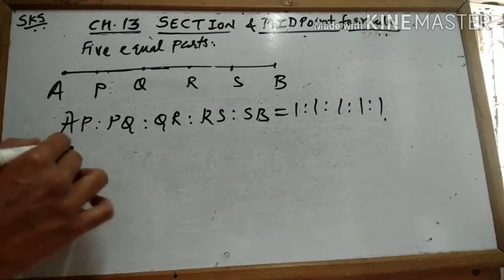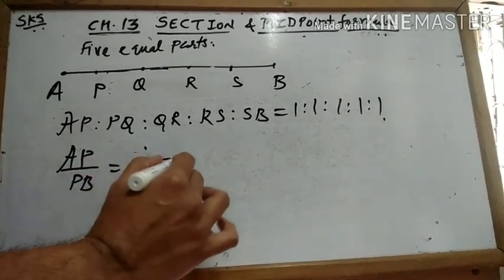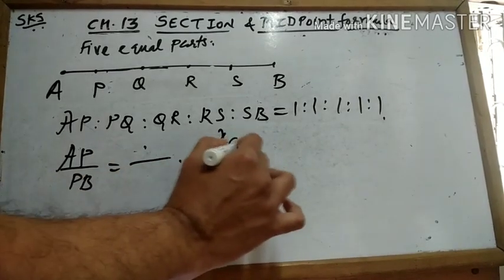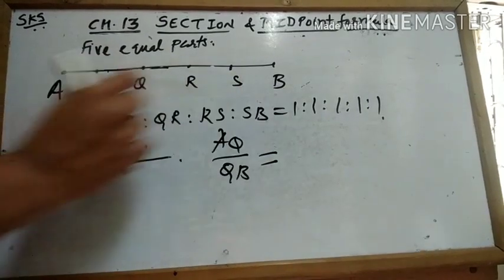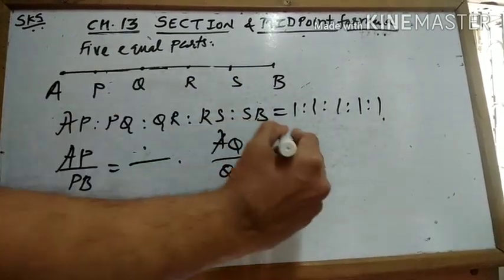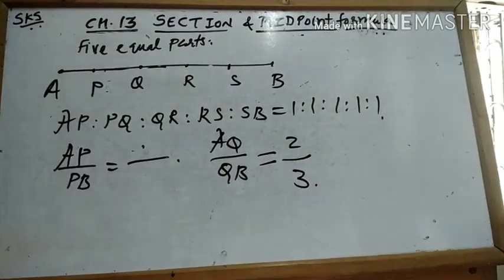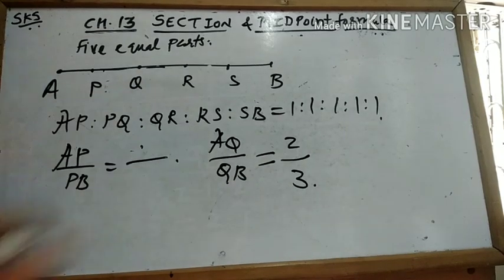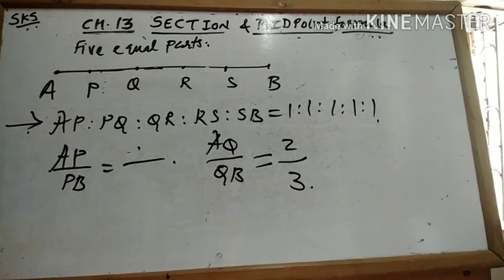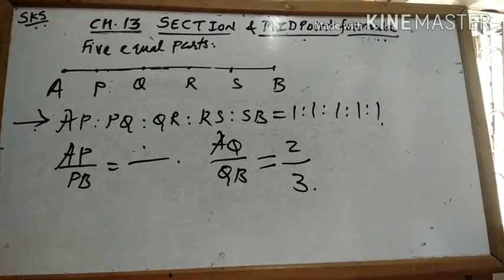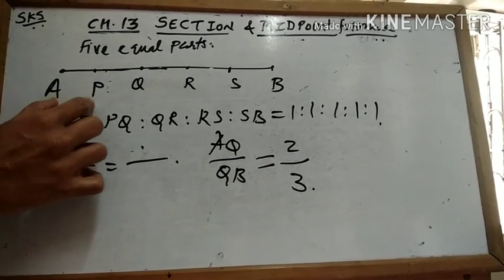Using this, if somebody asks what is AP upon PB, I leave it up to you. What will you write over here? If somebody asks what is AQ upon QB, it's pretty simple. AQ is made up of 2 parts, QB is made up of 3 parts, so it will be 2 upon 3. Likewise, whatever ratio you want to find, you can find. But the most important part is that each small part, taken as a ratio, is 1:1:1. When I say small, I mean the smallest part.